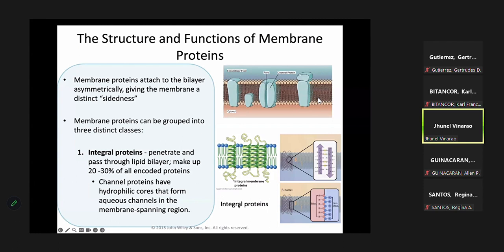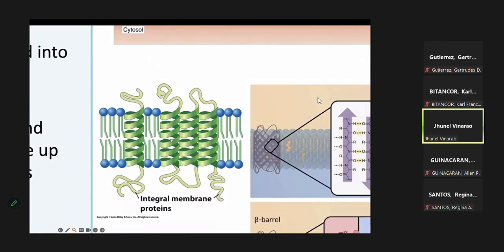So we're done with the integral proteins. Let us repeat: this beta barrel is an example of a channel protein. The segment that extends across the membrane is called the membrane spanning domain.